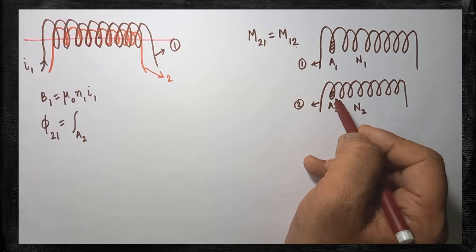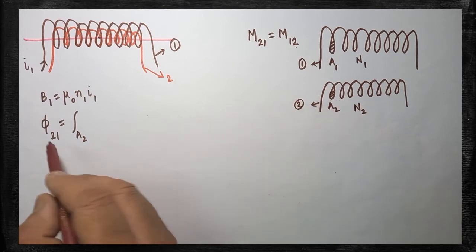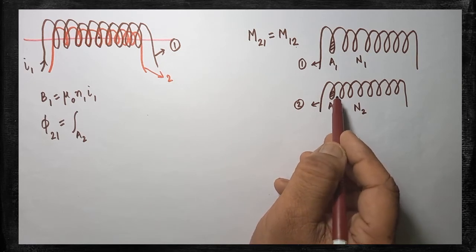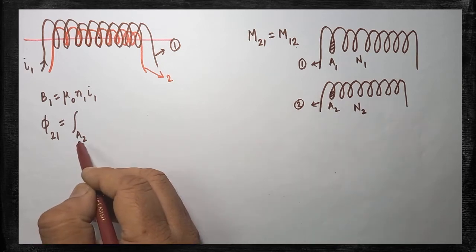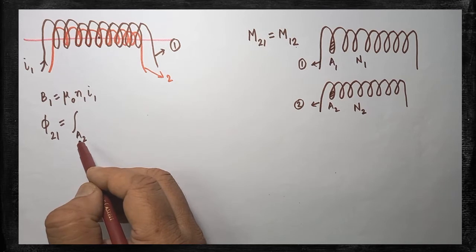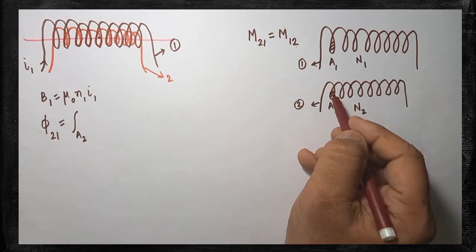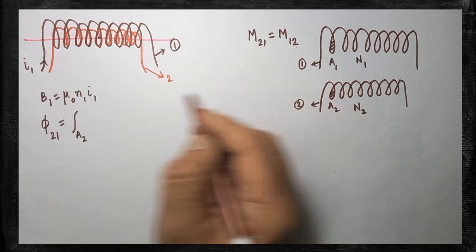A2 is the area of cross section of the second coil. Magnetic flux linked with which one? A2 area. That's why this is taken here. Can you understand? Here dA is called a small area. Is it clear? A small elementary area is to be taken within this A2.